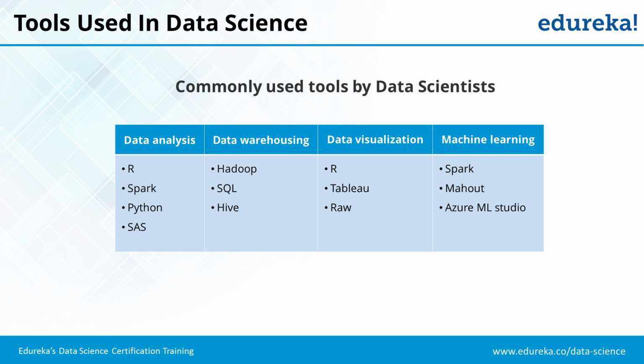Then there are some data warehousing tools. When we talk about data warehousing, it is more about storage of data. So Hadoop is again another open source tool which is very widely used for storing data, retrieving data. Then SQL and Hive are again some tools that are used to retrieve and operate on data. So they work in conjunction with Hadoop as well.